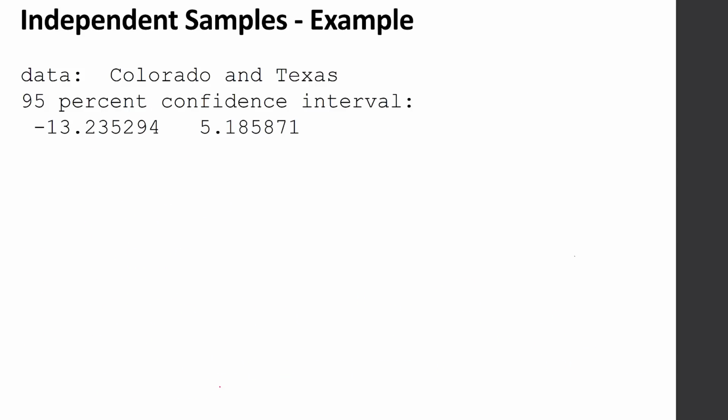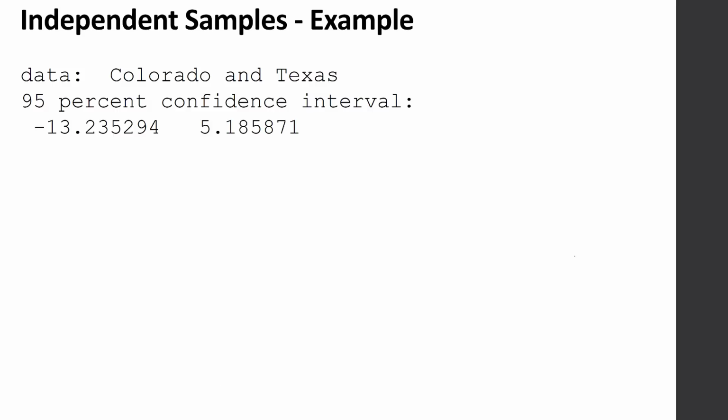Now we're going to interpret the confidence interval. Now here it gets a little bit tricky, right? If all of the possible values for the difference were positive, we would think that mu Colorado was bigger. And if all of them were negative, we'd think mu Texas was bigger. But we've got a problem. We have negatives and positives here. So what does that mean?